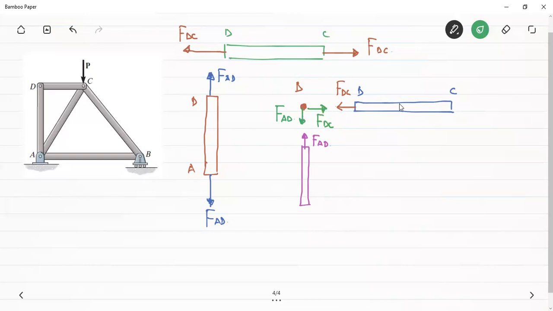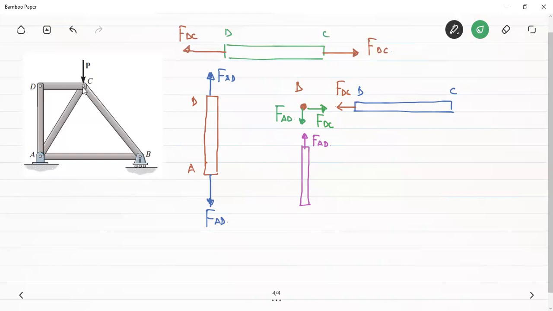If I have assumed this FDC member to be in tension, then on the joint D, I have to show the FDC away from the joint. Similarly, I am assuming that AD is in tension. Therefore, this will be the direction of force AD in the member, and the direction of the force AD on the joint will be away from the joint.